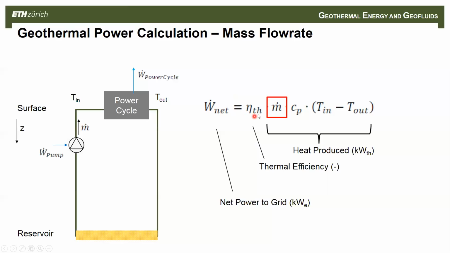All right, so we talked about thermal efficiency. The next thing you need to know to calculate the geothermal heat for this cycle is the mass flow rate that gets circulated, the geofluid mass flow rate. So we're going to talk about that now.